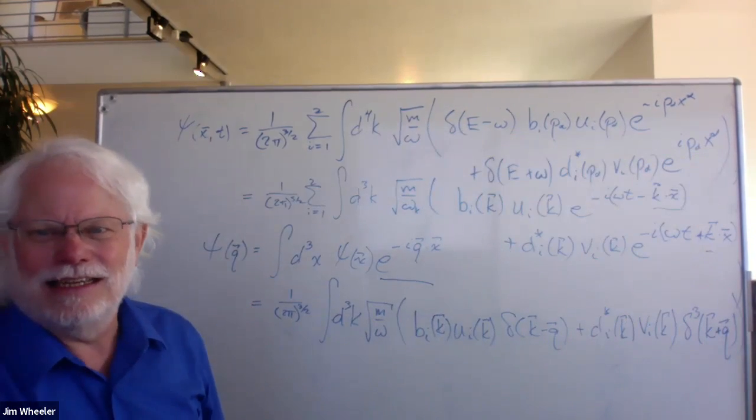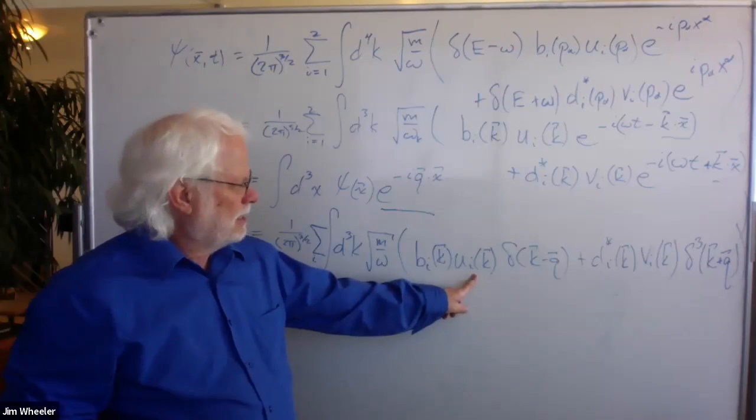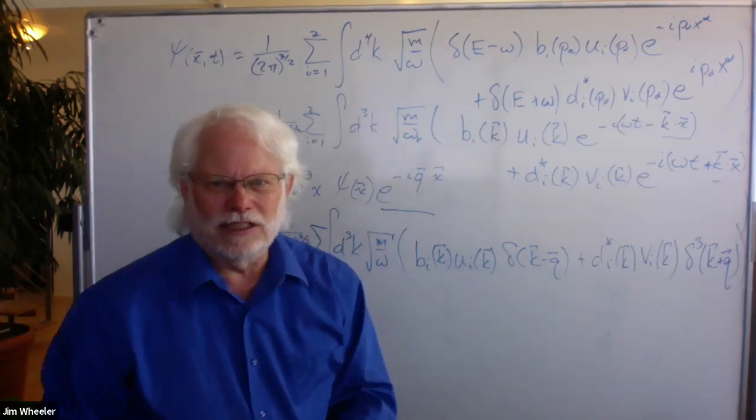Hey, Dr. Wheeler, what happened to the summation over i when you do the transform? Oh, it's still there. So we have both spins here. So always we have the sum over i.